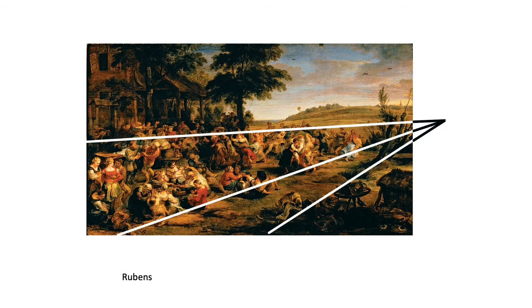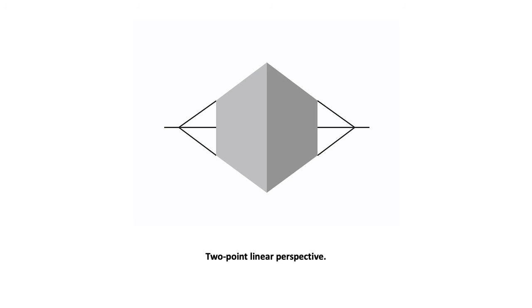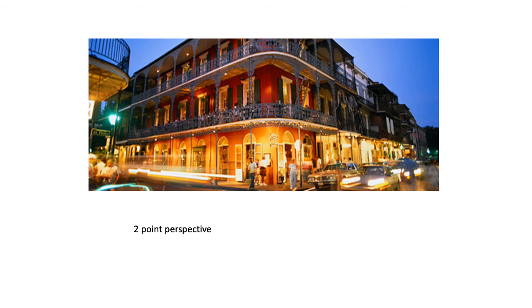So this, we can't see the vanishing point. It's off to one side, but it is one point. And you got one point and two point. Two point. So that thing in the middle is like standing on the corner and looking on each side. Two point perspective. Oh, where is this? This is the quarters, boo. All right.